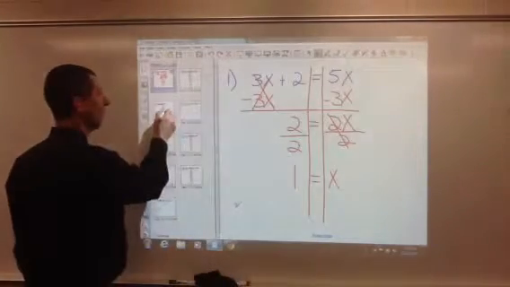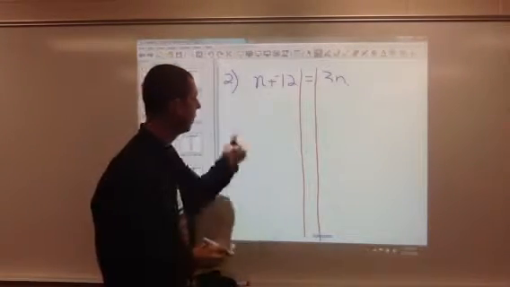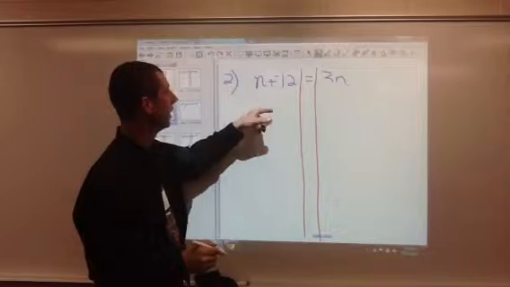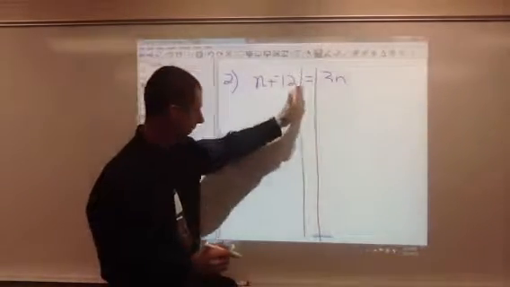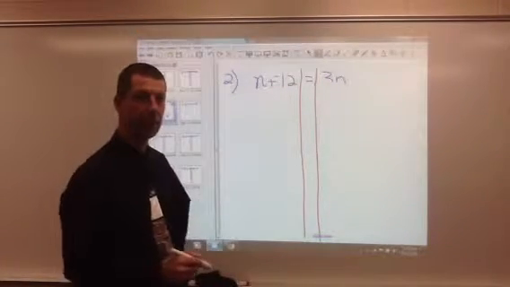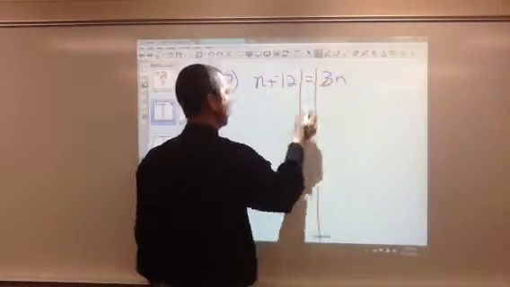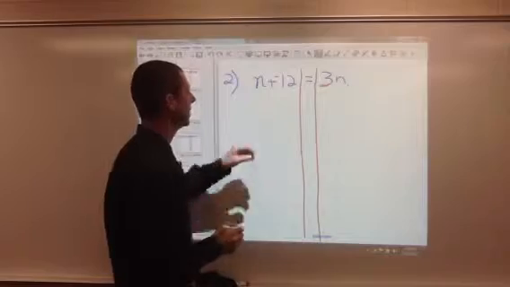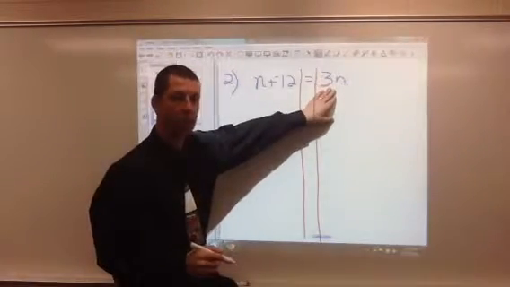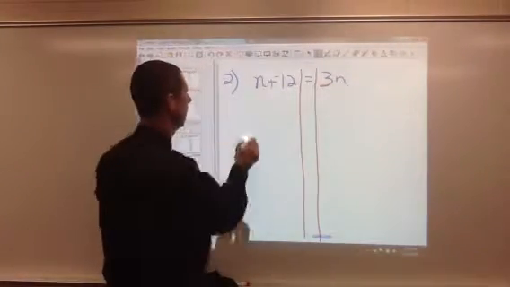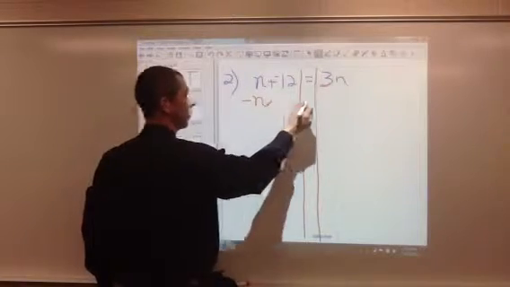Alright, let's look at another one. Okay, here is number 2 off of the worksheet. I've added the opposite. I've divided the equation into two sides. So this was a 3 here, by the way. Okay, so my next step is I can't get rid of this 3n because there'll be nothing left. I'm going to get rid of the n. So I'm going to subtract n from both sides.